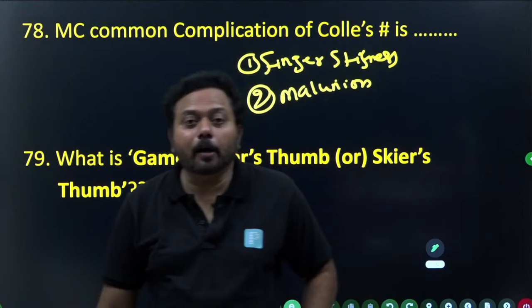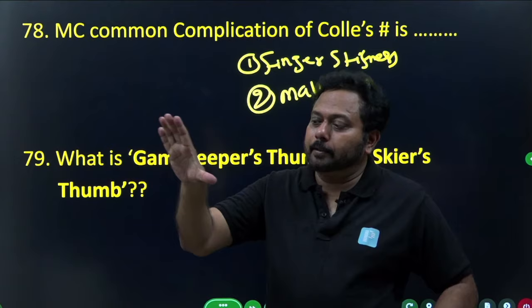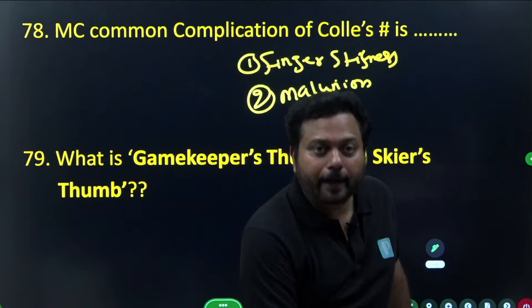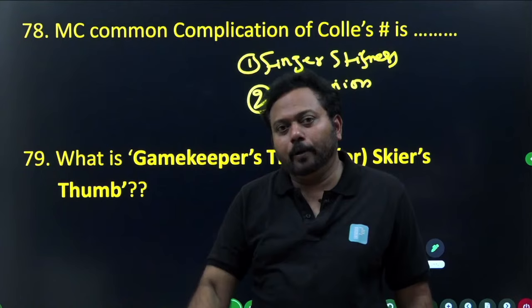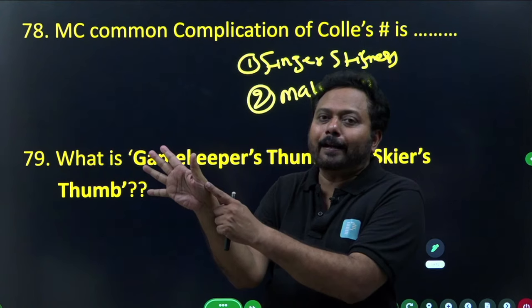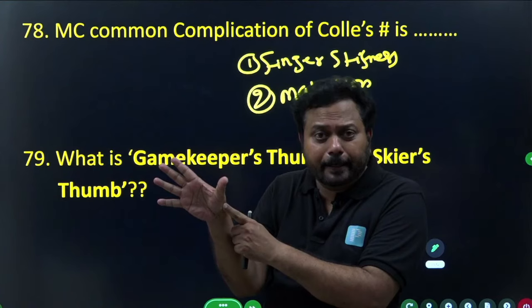When he wants to kill the animal, he used to catch the neck of the animal between the thumb and the index finger. He used to do like this on the ground so that the neck will get dislocated and the poor animal will die. Repeatedly, since he was doing like that, there will be injury to the ulnar collateral ligament of the thumb. It will become lax, it will get damaged. That is called gamekeeper's thumb. Gamekeeper's thumb is injury to the ulnar collateral ligament.